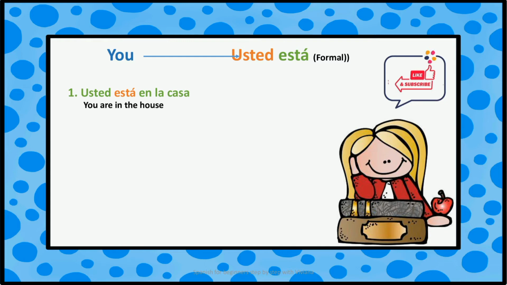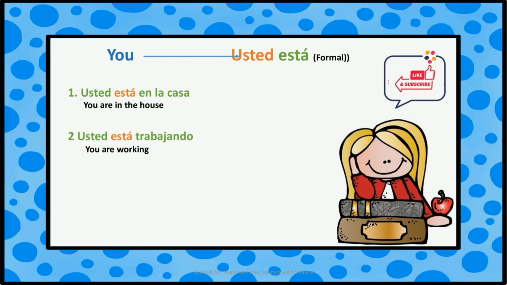We use usted está because we are talking about the location. Remember, we use the formal form when we need to talk with respect. Usted está trabajando. You are working. We use usted está because we are talking about what you are doing.